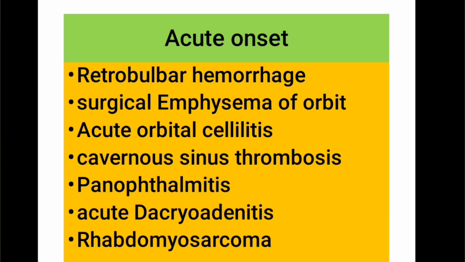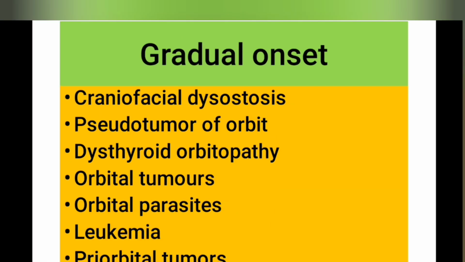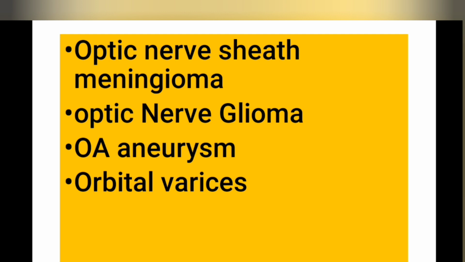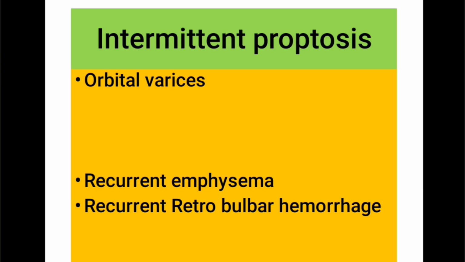In acute, we have retrobulbar hemorrhage, surgical emphysema of the orbit, acute orbital cellulitis, cavernous sinus thrombosis, panophthalmitis, acute dacryoadenitis, and rhabdomyosarcoma. In gradual onset, we have craniofacial dysostosis, pseudotumor of the orbit, dysthyroid orbitopathy, orbital tumors, orbital parasites, leukemia, and periorbital tumors. Optic nerve sheath meningioma, optic nerve glioma, ophthalmic artery aneurysms, and even orbital varices can be of gradual onset.